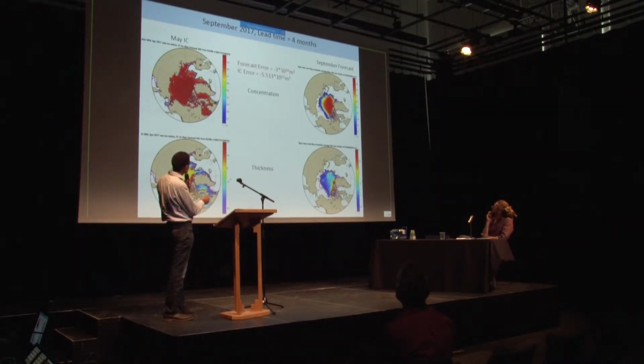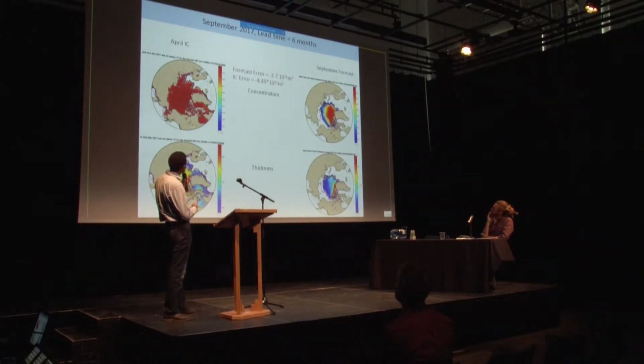And that's the sea ice concentration, sea ice thickness here. This is the initial conditions. And the error in the initial conditions was an order of magnitude larger than the error in the target month, which was September. The next slide, we're even forecasting September, that should have been 5 months. That's a mistake. So lead time 5 months, but the model ran for 6.